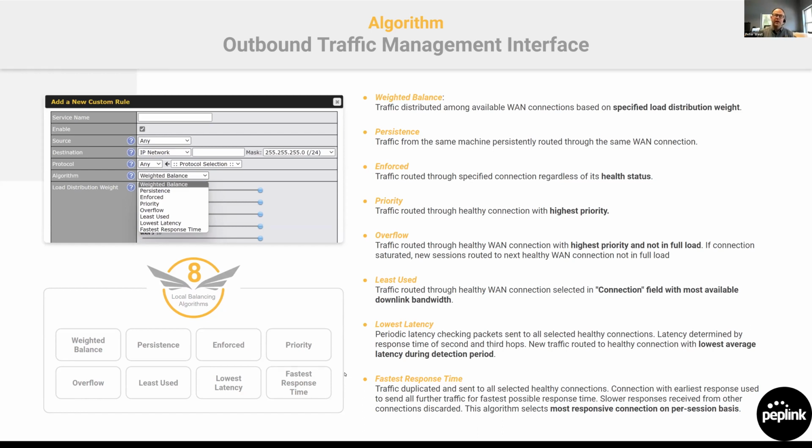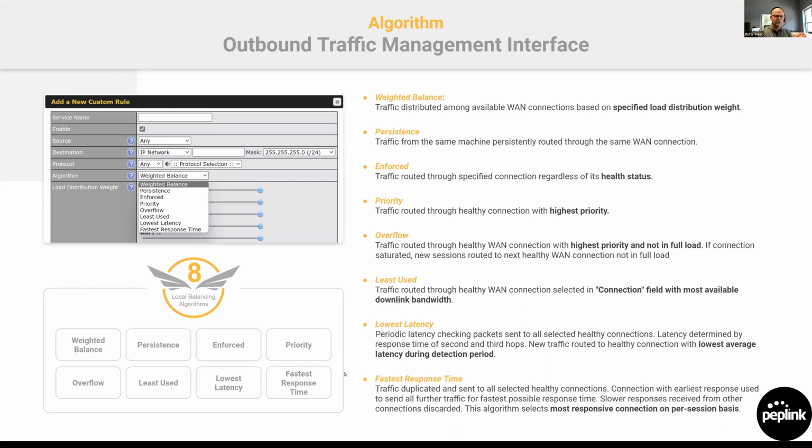Enforced says, I want you to always use this internet connection, whatever it is, and whether it's up or down. Enforced says always use it. This is good for where you have a particular whitelist, or you have a need. We've used this for Windows updates. Hey, Windows updates go over my fiber line. I don't want Windows updates going out my 5G, right?